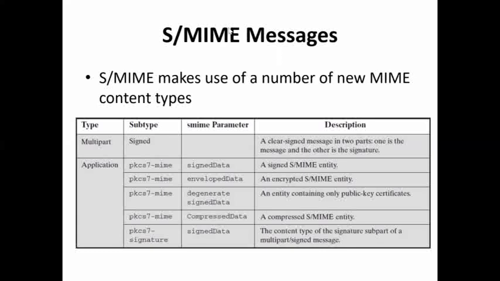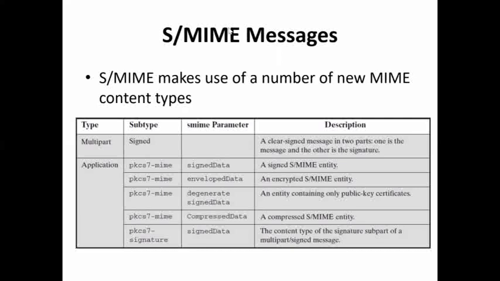Then if you are using the application type, and you are using a signed S/MIME entity, you can choose PKCS, the public key cryptography standard issued by RSA Laboratories, version 7 MIME. Since you are using a signed S/MIME entity, you can use the parameter signed data. And if you are using an encrypted S/MIME entity, you can choose the same PKCS7 MIME, but with the parameter enveloped data.